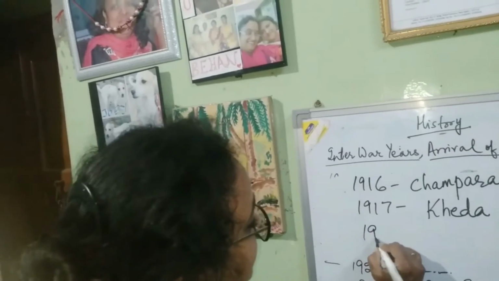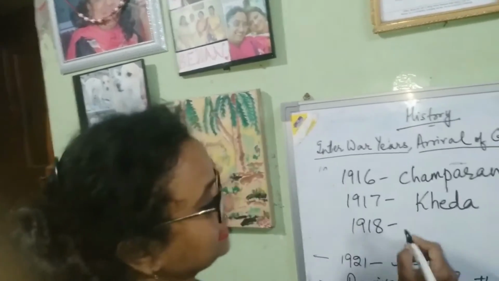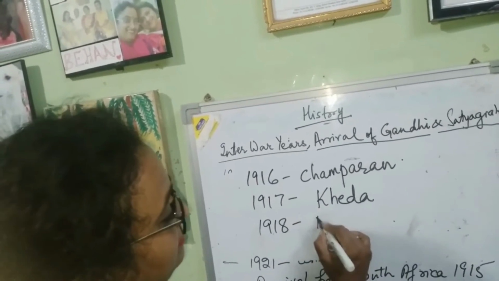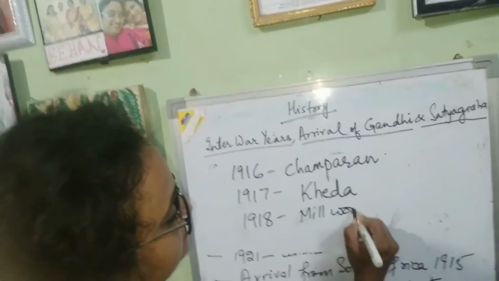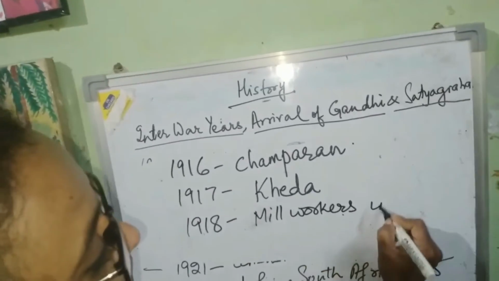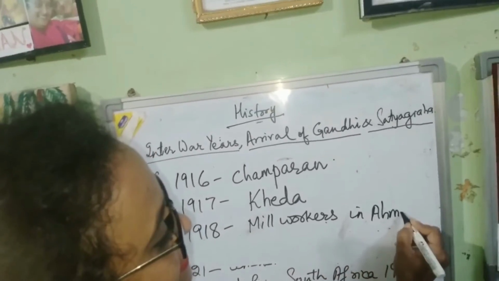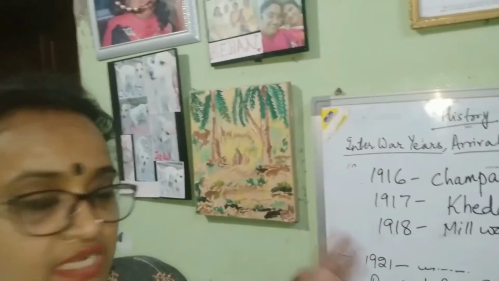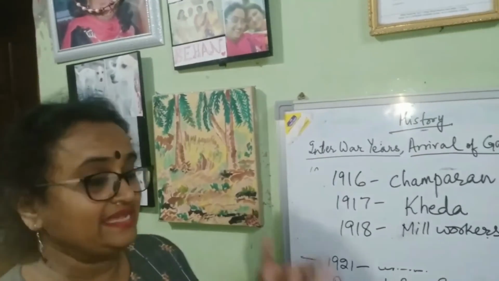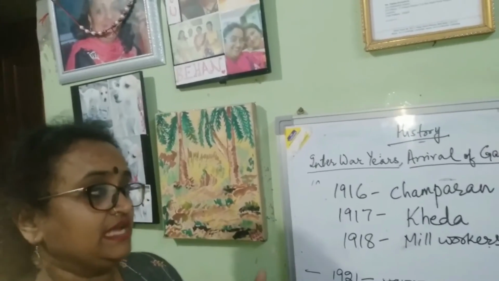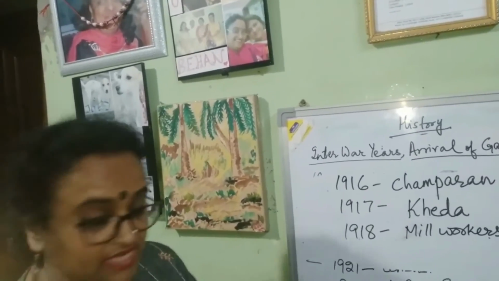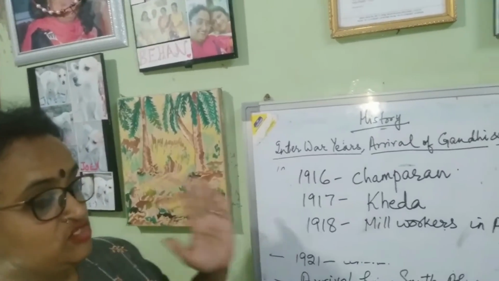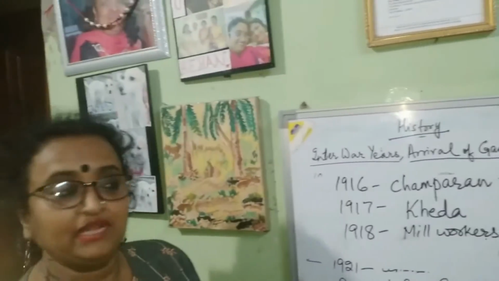And finally, in 1918, he joined the campaign of mill workers in Ahmedabad and organized a mill strike. The mill workers also were paid very less and their safety hazards were there. So they were asking the owners of the factories for some help who were not responding, and that is why Gandhiji joined these mill workers in Ahmedabad to help them out.